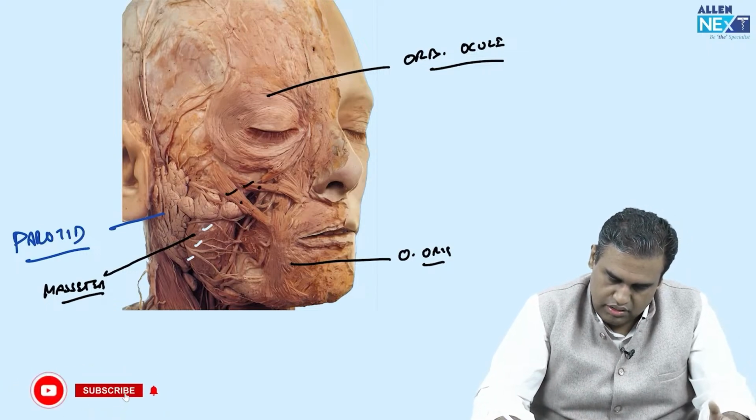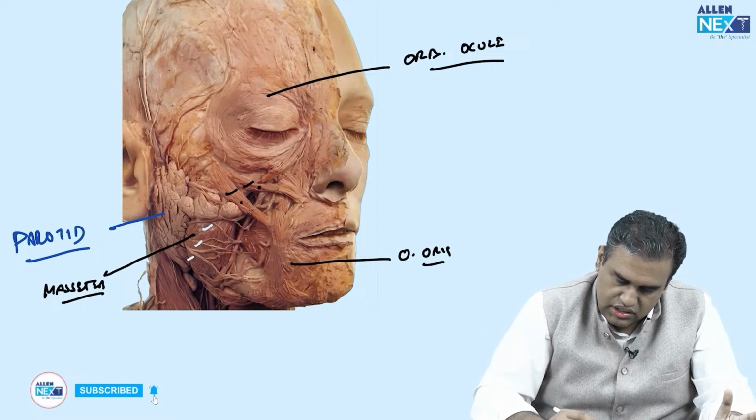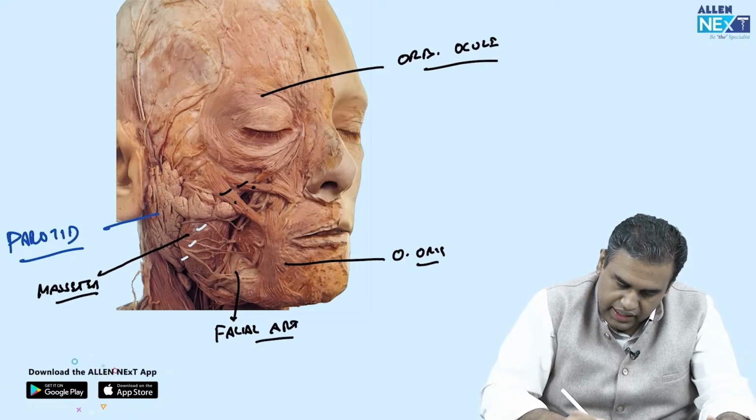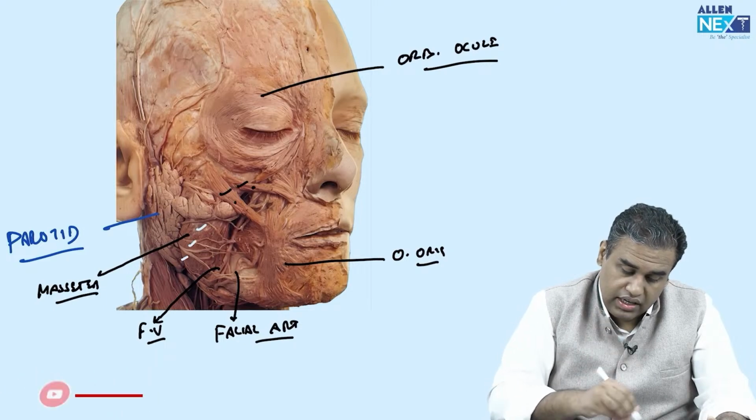ठीक. Now आप यहाँ कुछ और स्ट्रक्चर भी देख लीजिए. This is a tortuous vessel. कौन सी वेसल होगी? फेशियल आर्टरी या वेन है? This is facial artery. Running behind it, can you see this? This is a facial vein. ये भी देख लो. Now parotid gland हमने बाहर देखा.